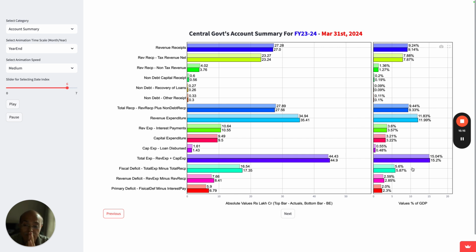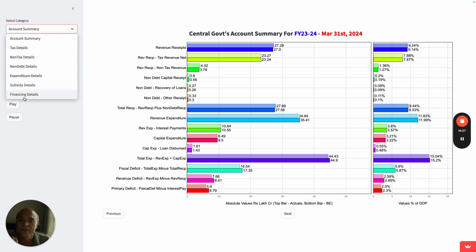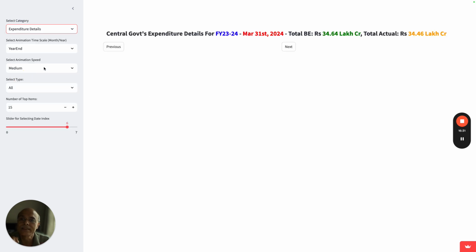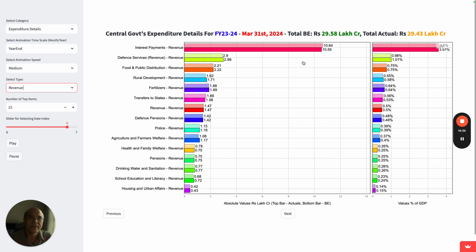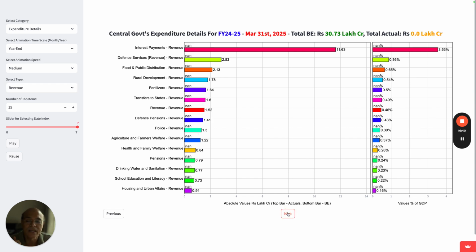We are taking a lot of debt. Debt is the real problem, right? If you are not earning and you are taking a lot of debt, that's why your interest payments are going haywire. So let's go to the expenditure details, and if I do revenue, look at the interest payments. The interest payments are going completely haywire. We are not able to control interest payment. That's where the focus is.